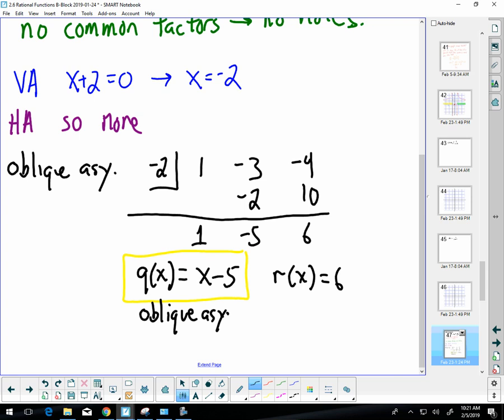In this particular case, it was pretty easy because I had a quadratic numerator and a linear denominator, so I could use synthetic division. Had the denominator been anything but a linear, I quite possibly would have had to use polynomial long division to determine that. All right? So I've got no holes. I got my vertical asymptote. I've got my oblique asymptote. So I can probably start doing a little bit of graphing.